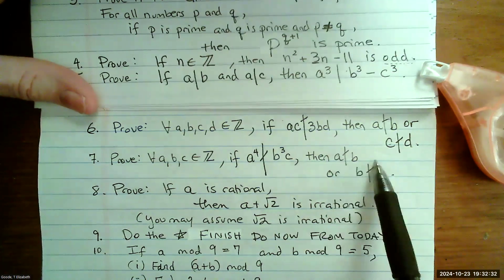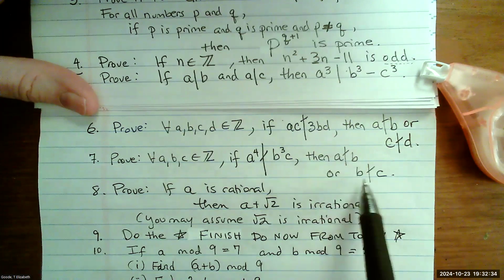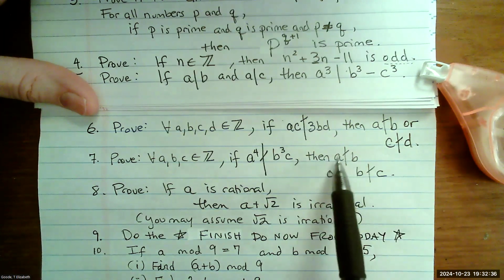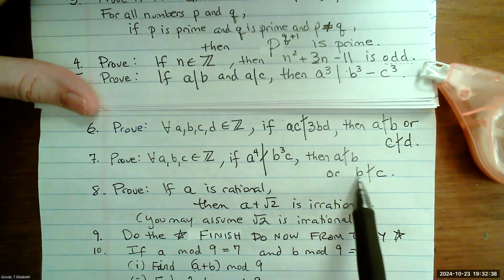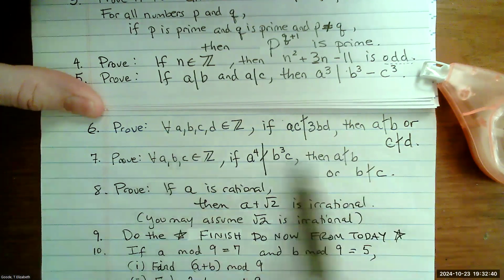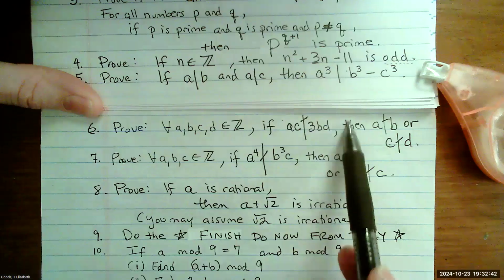Here's one more. This one's got the twist where it's not that A divides B and A divides C. It's going to be that A divides B and B does divide C when you take the contrapositive. So I wanted to give you one of each of those.